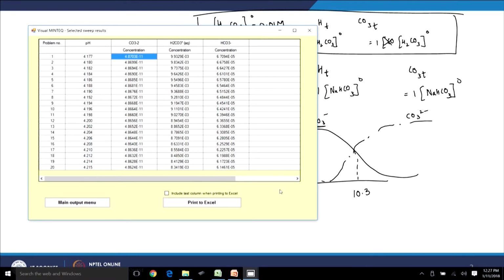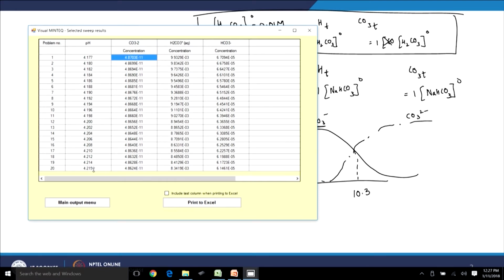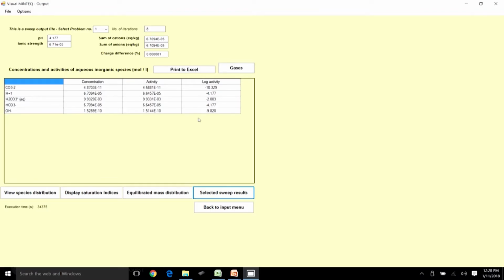Let us switch back to VMINTEQ, and that is what we have here, 4.1. The highest concentration is of the most protonated form, which is H2CO3, the second highest concentration is HCO3 minus, and the least is CO3 2 minus. And as you keep increasing the pH, you are going to see a slight decrease in your H2CO3, but we have not hit pKa yet, which is the reason we have not seen a great change. So, let us go back to our VMINTEQ.